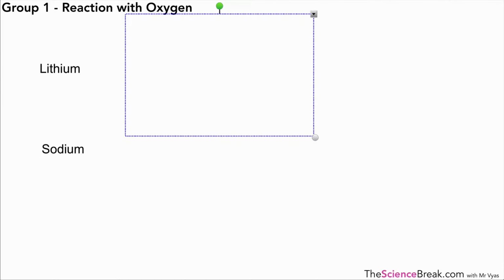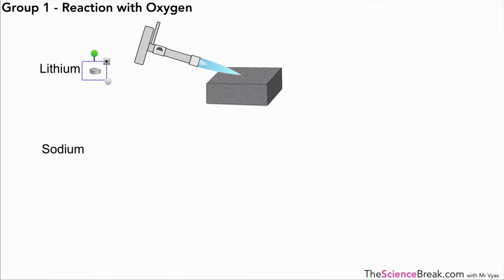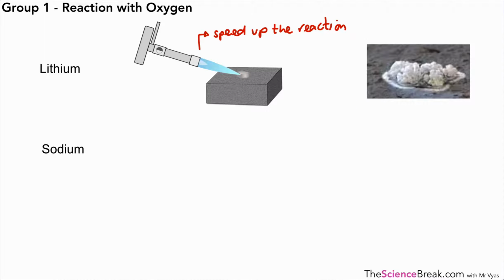But we can actually speed this reaction up even more and take it to more completion by using a Bunsen burner. So here's our lithium. You can see there, that's the lithium metal. We could put it on a heat-proof surface, for example, this thermal brick, and heat it with a Bunsen burner. It would react with the oxygen very quickly, and you would end up with a much faster reaction. This heat would speed up the reaction. What you would see is some lithium oxide, basically a white powder, with the appearance you can see on the screen there.